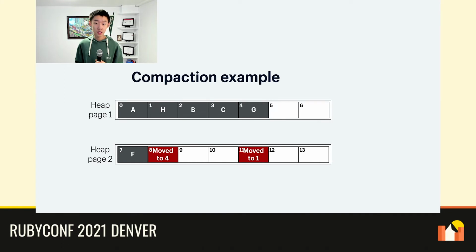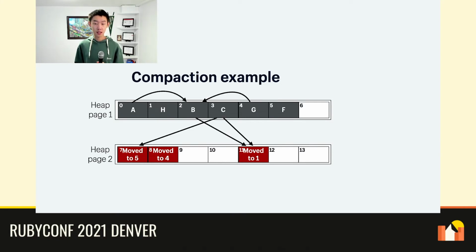We move object G to slot 4 and leave a forwarding address. We move object F to slot 5 and leave a forwarding address. We are now done with the compact step because there are no more objects to move. But we're not done yet. We must do the reference updating step.